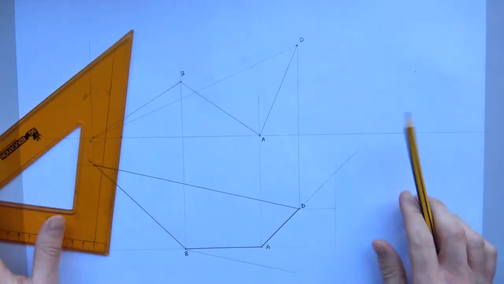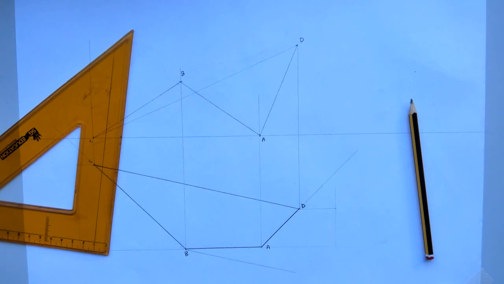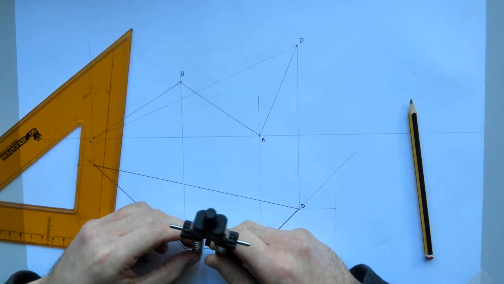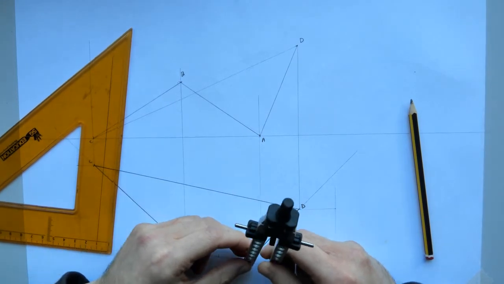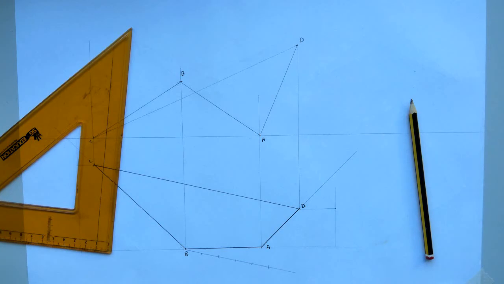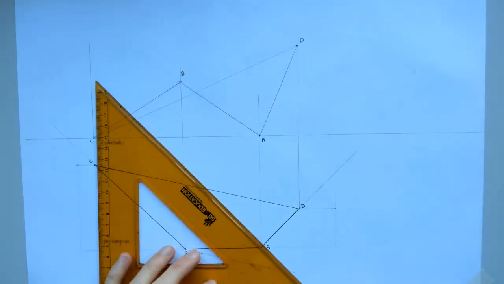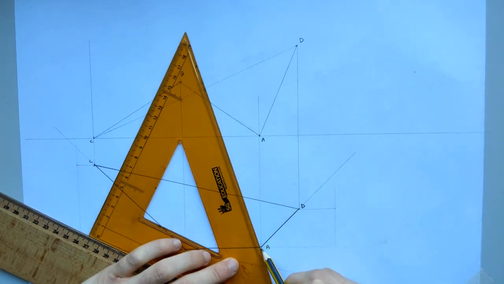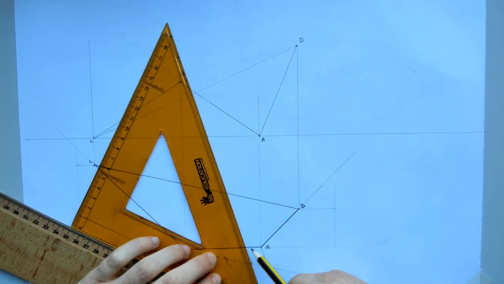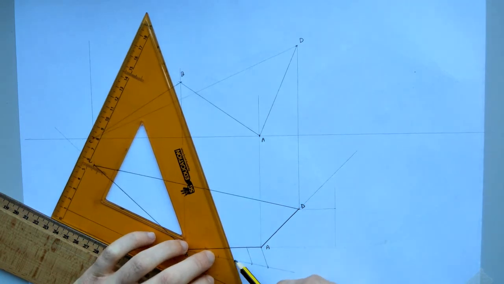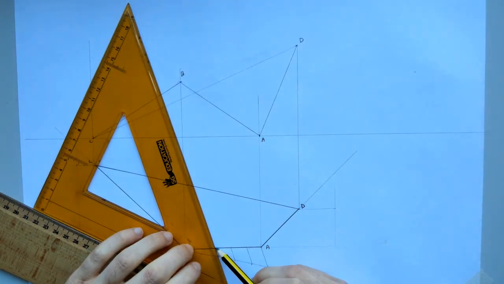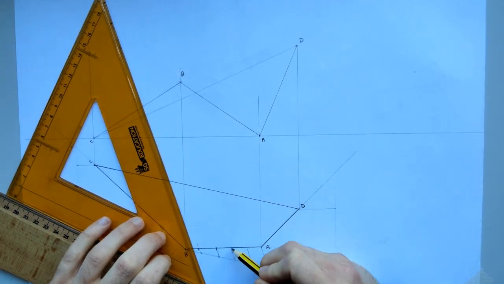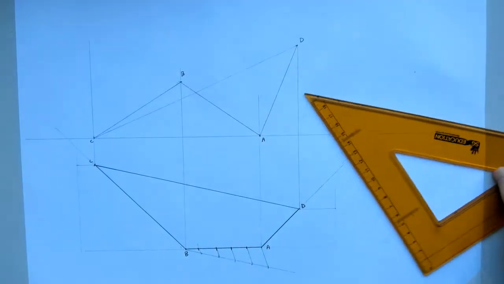Just take a line out at a random angle. Get my compass and step it out 1, 2, 3, 4, 5, and then using sliding set squares, or just like I'm doing here using my T-square, connect 5 to there and slide in the rest of my points to divide up the line AB into 5 equal parts there.